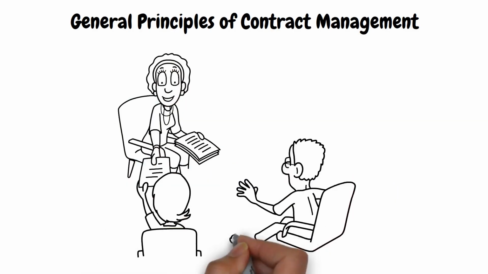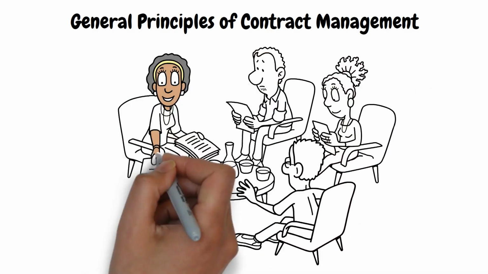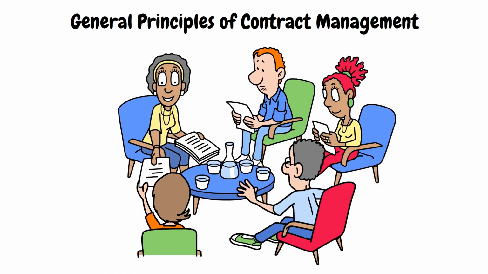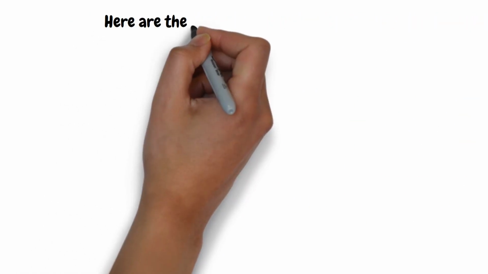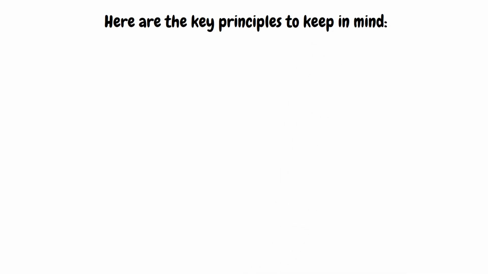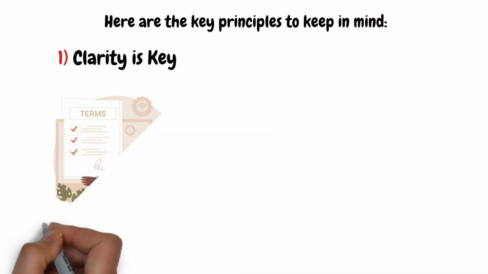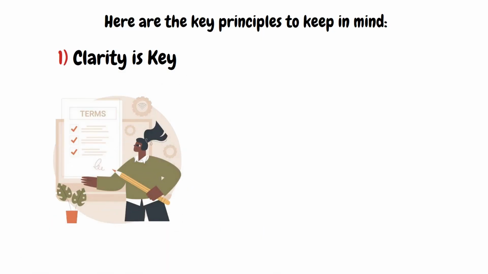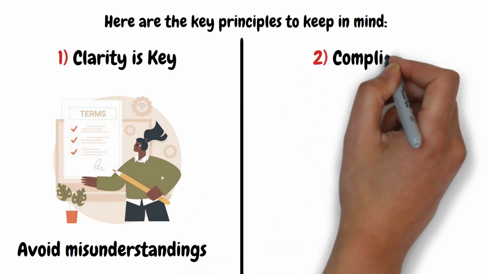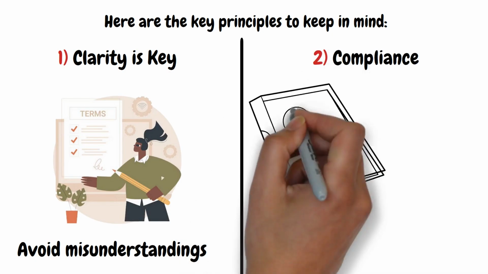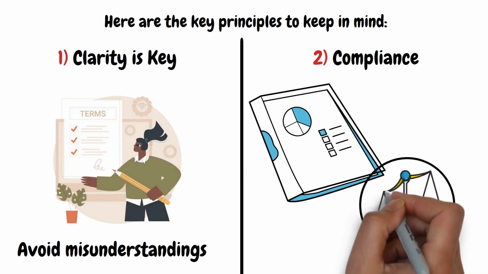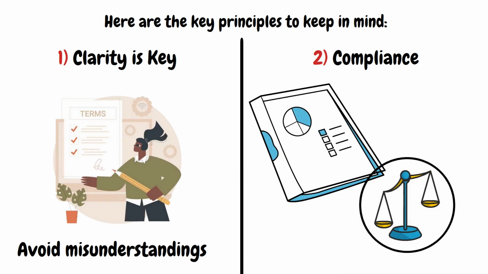General principles of contract management. At its core, contract management involves the administration of the entire lifecycle of a contract. Here are the key principles to keep in mind. First, clarity is key. Ensure that all terms and conditions are clearly defined and documented to avoid misunderstandings. Second, compliance. Always ensure that the contract complies with all relevant laws and regulations.